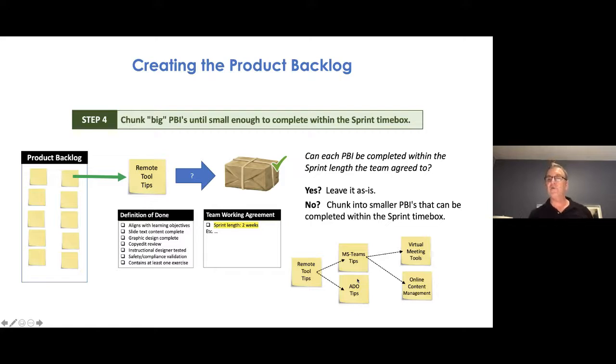So we break that into virtual meeting tools versus content management, et cetera, et cetera. These are just examples, but this is the process. In other words, chunk it into a smaller backlog item if it doesn't fit the time box established in the working agreement of a sprint, in satisfaction of all the items in our definition of done for each of the component parts of our backlog. If it fits in the time box, leave it alone. Don't spend any more effort on trying to break it up.